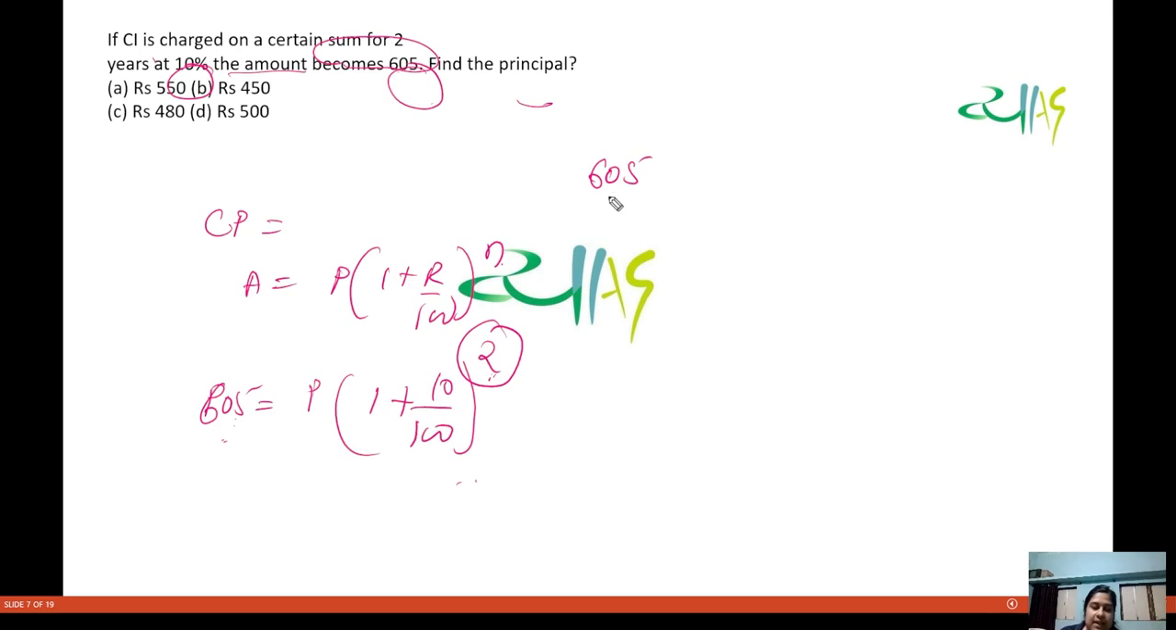So we have 605 is equal to P, and this will become 11 by 10 whole square. So this is 605 into P, and this will be 121, and this will be 10 square, that is 100.